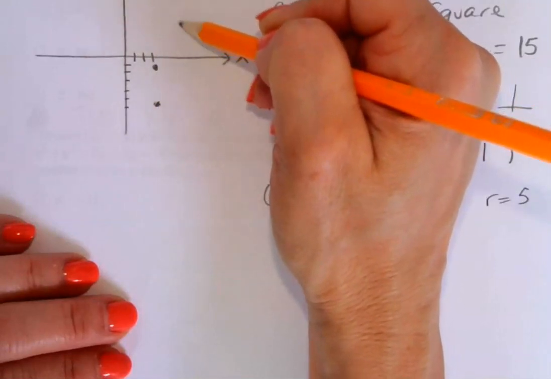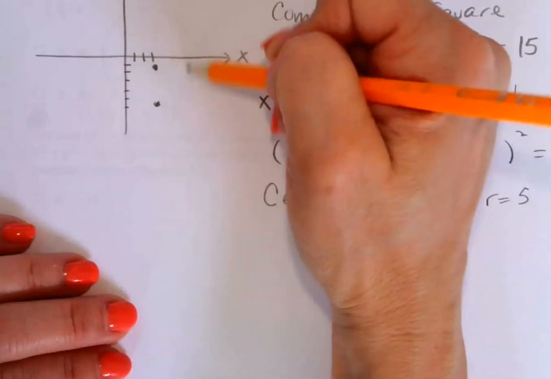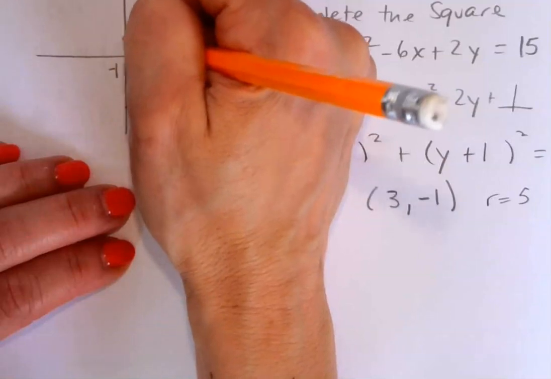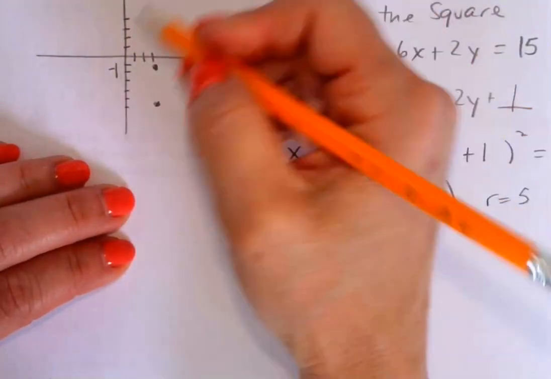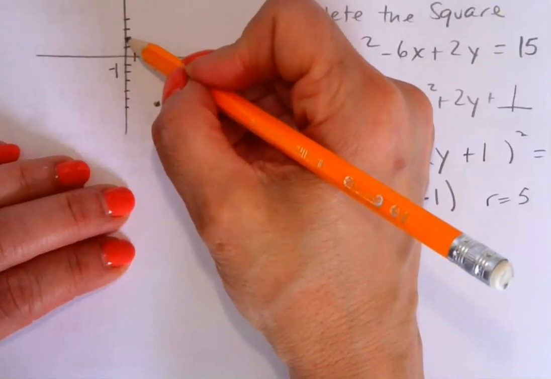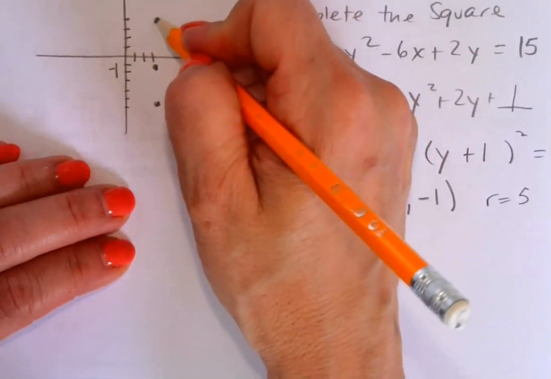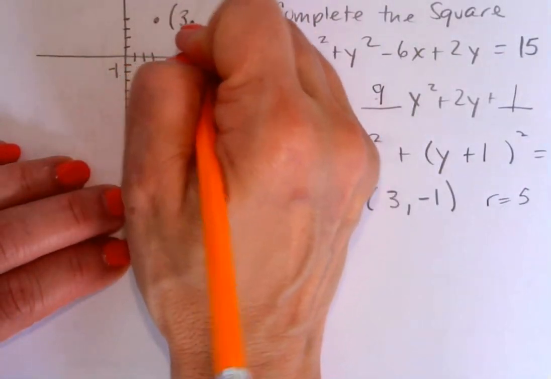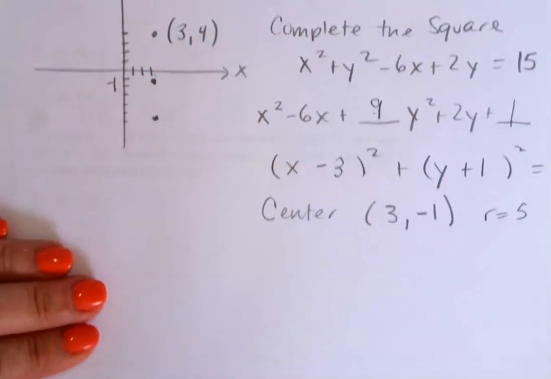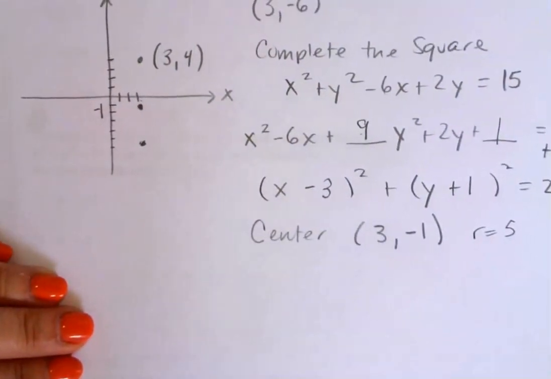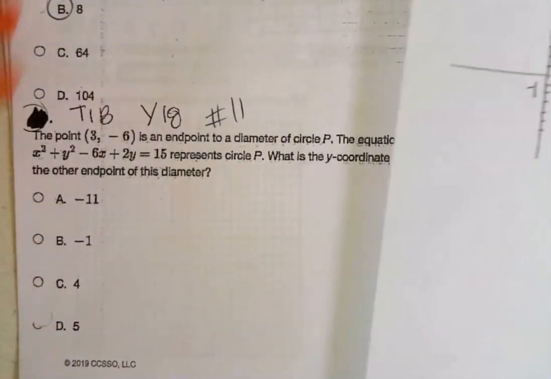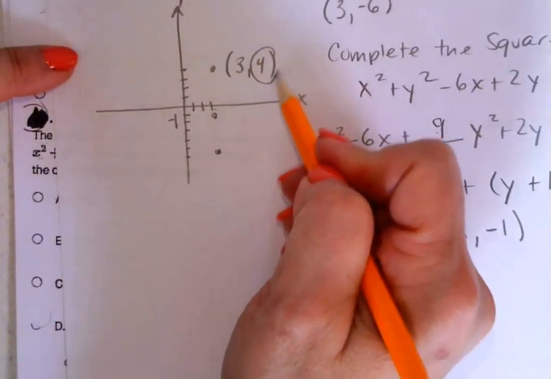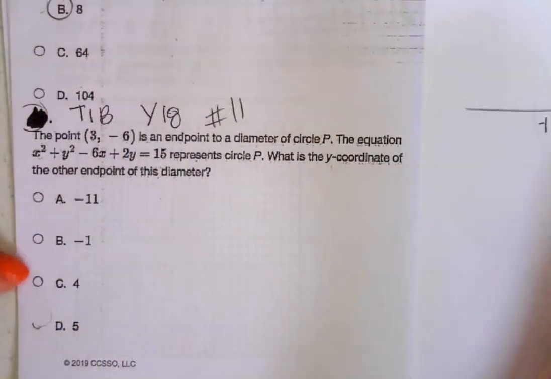So we can imagine that the circle is this way, right? And since our radius is 5, we start at -1. And if we count up 5, 1, 2, 3, 4, 5, our other endpoint is going to be right there. And that is (3, 4). So that's it. And the question is, what is the other y-coordinate? So the y-coordinate is 4. Our answer is C.